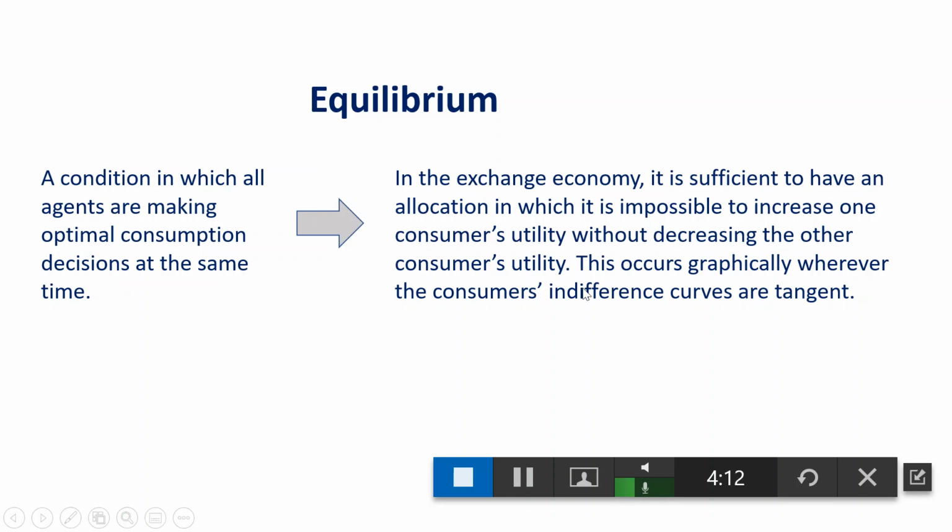So in the contract curve, using the Edgeworth box, we'll try to find out the optimal consumption for A and B, where both achieve this condition. If you go further away from this, you will either have to increase or decrease one consumer's utility, which will not be Pareto optimal. So this will only occur graphically wherever your consumers' indifference curves are tangent.